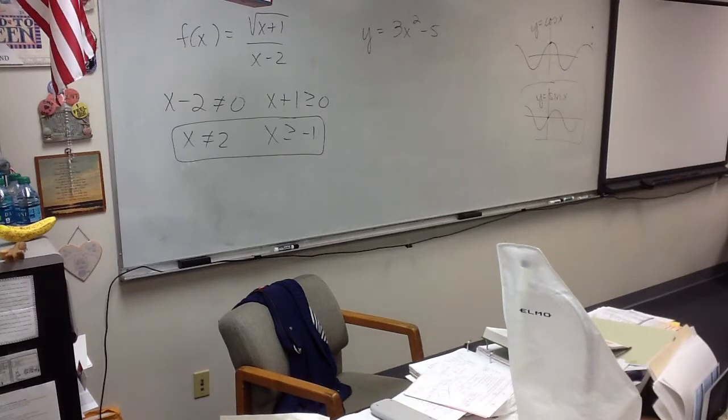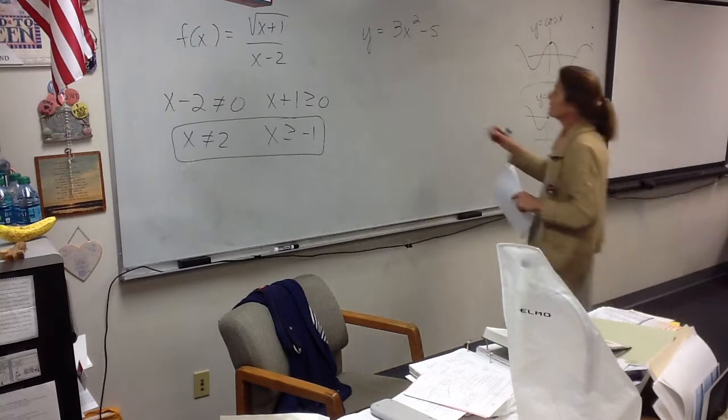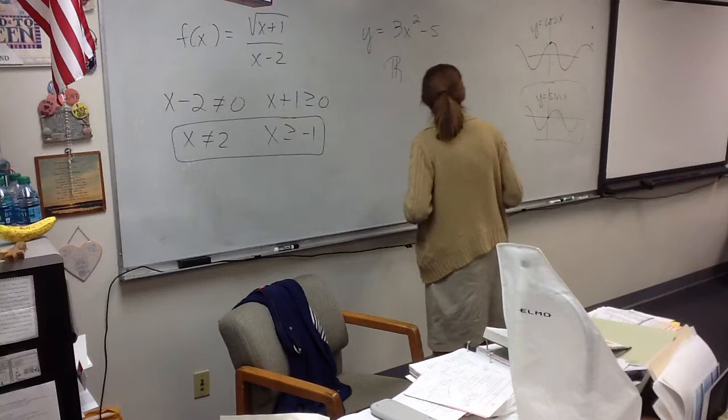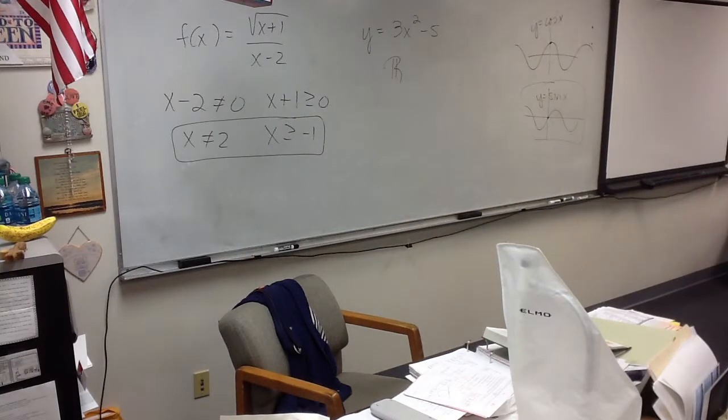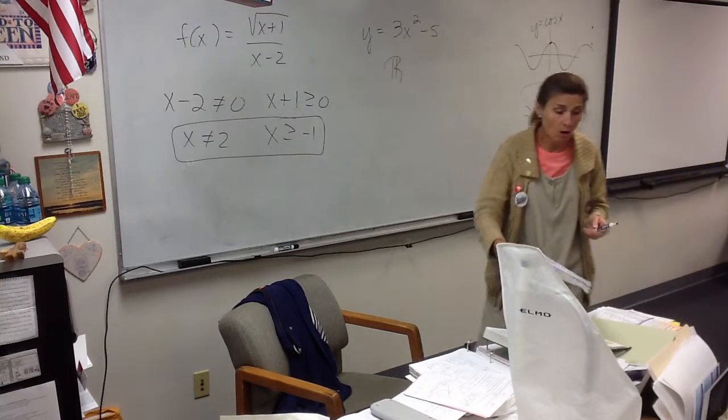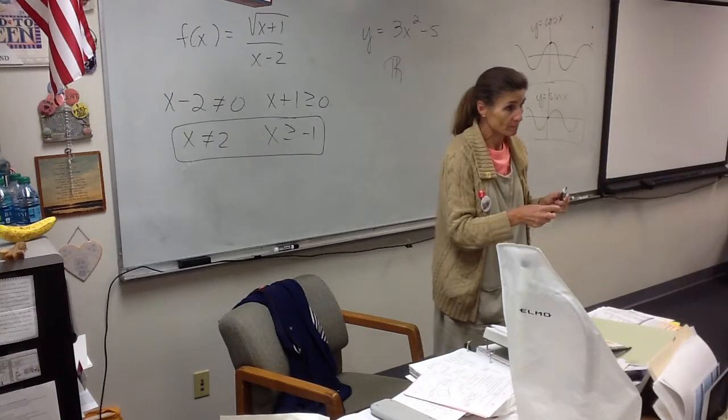If my problem doesn't have either one, what's my domain? It's 1. Wait, what? All real. Oh, thank you, Katie. It's all real numbers. Gosh. Abby, you gotta get this straight. The denominator can't be 0. Under the radical has to be positive. Okay? If you don't have a denominator and you don't have a radical, then your domain is going to be all real numbers.